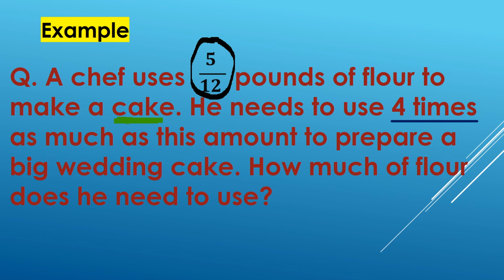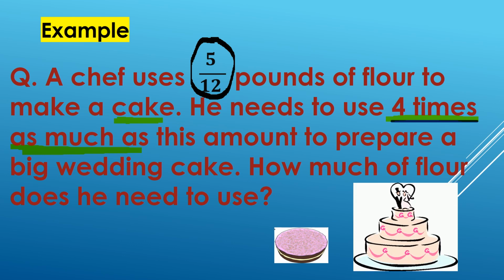So it says he needs to use 4 times as much as. Don't you think that this is a key word? And we took it before, 10 times as much as, and 4 times as much as, and 6 times as much as. Okay, so let's see this. So this is the recipe for one cake, which needs 5 over 12, but the chef needs to prepare a big wedding cake. That's why he needs 4 times as much as this amount. So how much does the chef need? Okay, let's see.